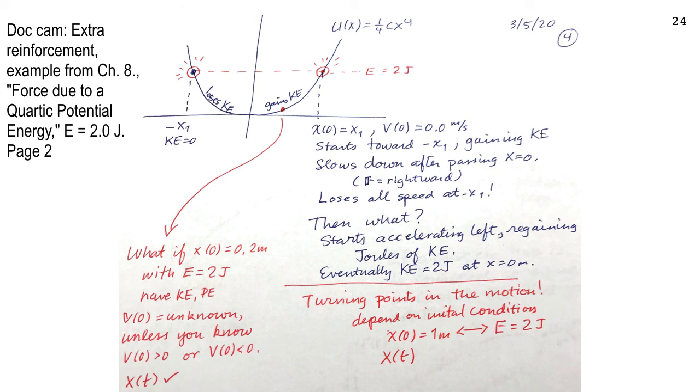What happens after it gets here? Now, there's no friction in this system. We only have this potential energy function. What happens here? All the forces to the right now, over here, on this whole left side of the board. Okay, so it starts accelerating back, and what the Lord giveth, the Lord taketh away, and then gives it back. Regaining joules of kinetic energy. Where's the kinetic energy maximum? Sean, at the bottom. Eventually, KE maxes out at 2 joules at x equals 0.